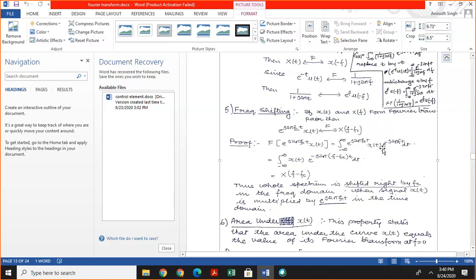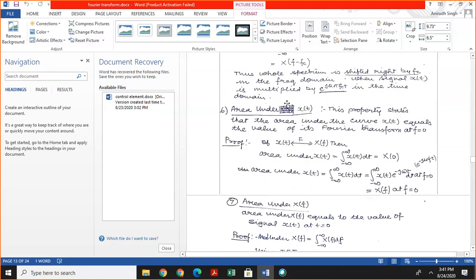If we simplify this expression, we get this expression, and this is the Fourier transform. In this, the Fourier transform is given by X of f minus fc. It means that if we multiply the time domain signal by exponential j2 pi fc t, then the whole frequency spectrum is shifted right by fc in the frequency domain.